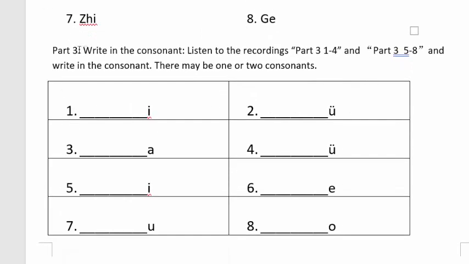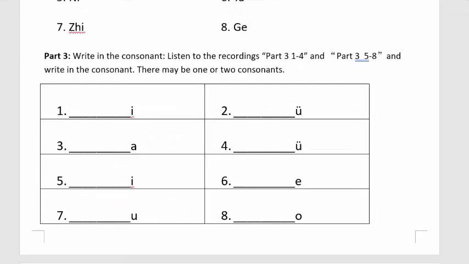For part 3, you're going to write in the consonants, okay? So there's going to be an audio file for you to listen to, or 2 audio files. I may have broken it into 2, parts 1 through 4 and 5 through 8. And so you're going to listen, and if you hear z, you'll write in z. And if you hear j, you'll write in zh. And if you hear g, you'll write in the j. And if you hear b, you'll write in the b, and so on for all of them.